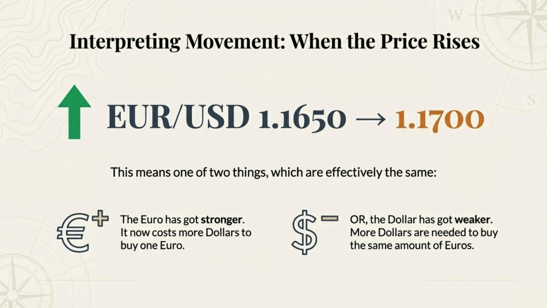But perspective two is the one that requires a bit more thought. The quote currency, the US dollar, got weaker. Because the dollar is weaker, you now need more of them to buy the exact same thing, 1 euro. It's the same 50 pip move, but there could be two completely different economic stories driving it.